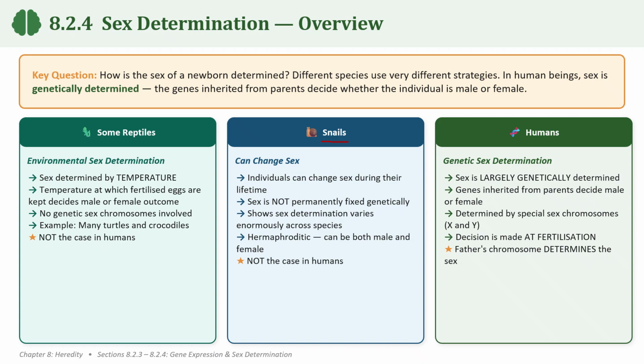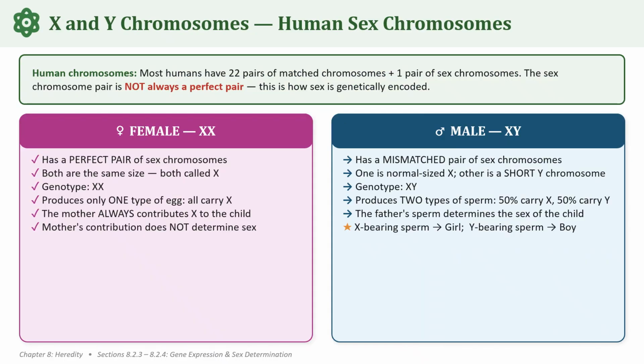What happens in humans? In humans, sex is determined by the X and Y chromosomes. It is fully genetically determined, right, children? During the fertilization process only, sex will be determined. Mostly, the father's chromosome determines the sex of the child. X and Y chromosomes are the human sex chromosomes.